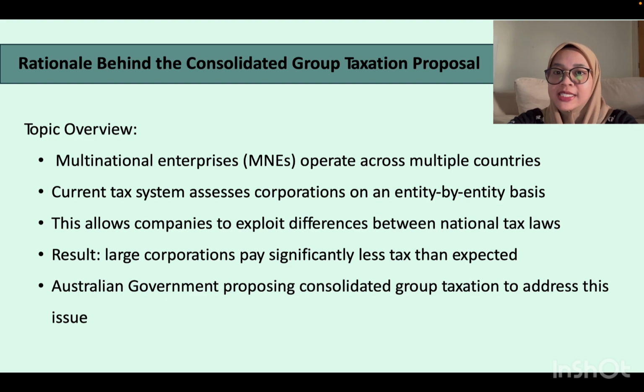The rationale behind the consolidated group taxation proposal. The consolidated group taxation proposal is primarily driven by the need to address aggressive tax planning practices adopted by multinational enterprises that exploit inconsistencies between national tax systems. Under the traditional entity-based taxation model, each subsidiary of a multinational group is taxed separately according to its legal residence. This structure enables profit shifting through transfer pricing, royalty payments, and intra-group financing arrangements, allowing profits to be relocated from high tax jurisdictions to low tax or no tax jurisdictions. As a result, tax liabilities often fail to reflect the true location of economic activity.